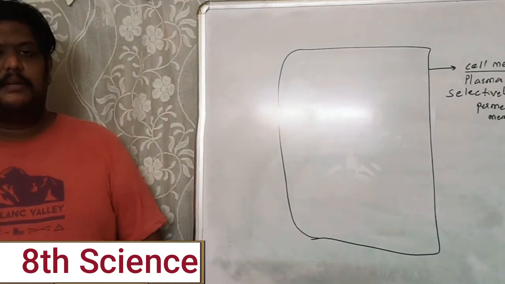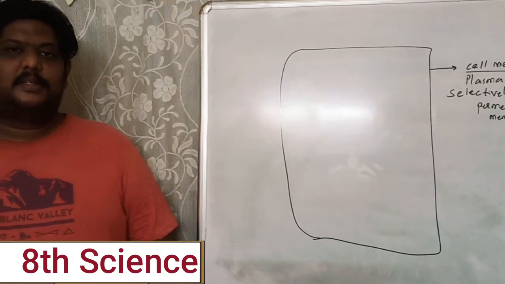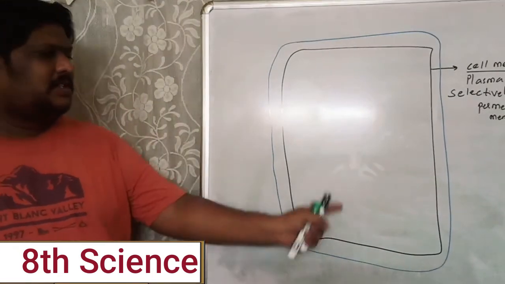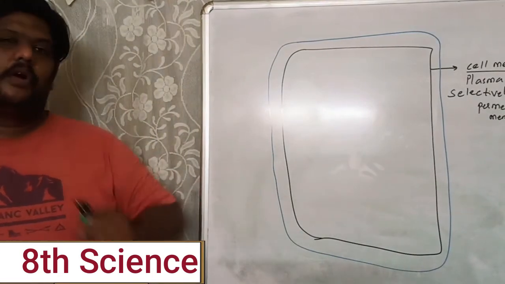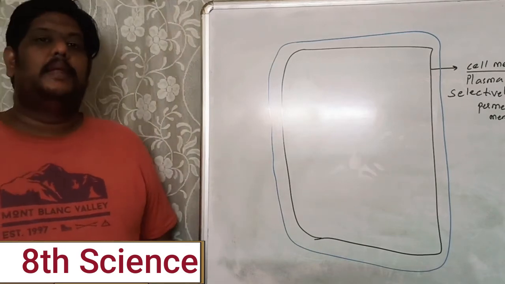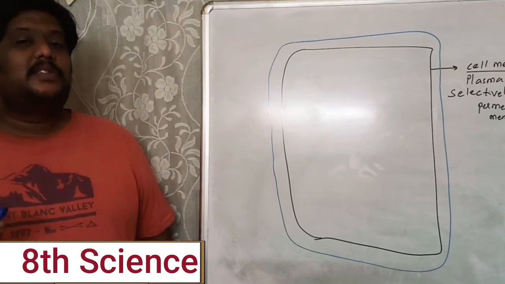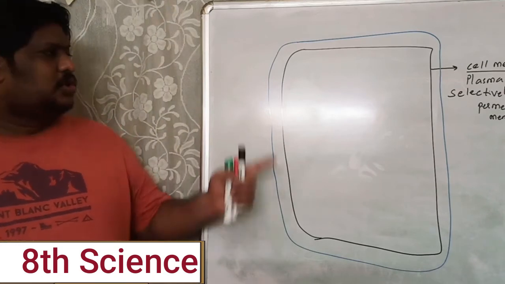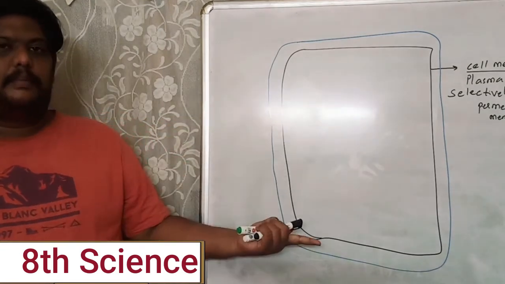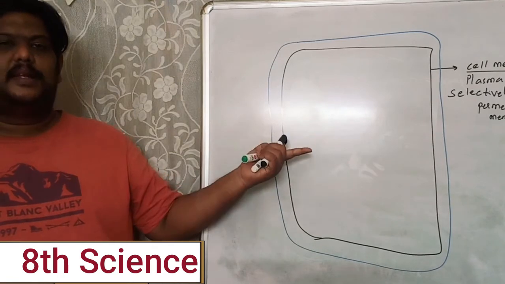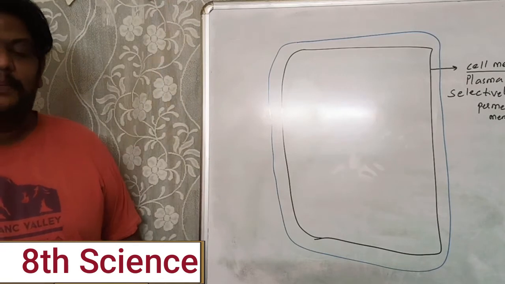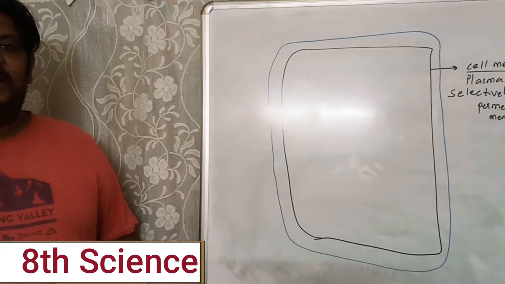The other one, which is very prominent, is the layer which I have drawn here, the blue color layer, the cell wall. Now this cell wall is very prominent in plant cells. It is not present in animal cells. So the cell membrane, or plasma membrane, the selectively permeable membrane, is common in animal cells and plant cells, whereas the cell wall is only present in plant cells. It is not present in animal cells.